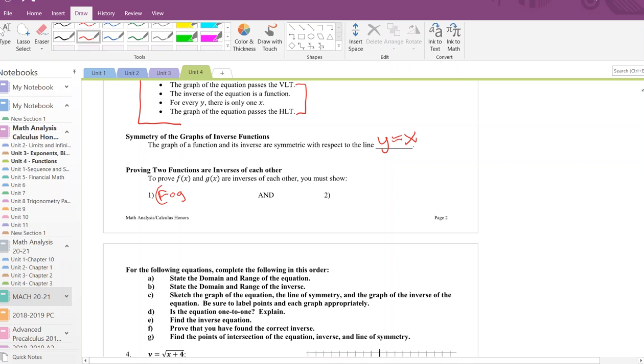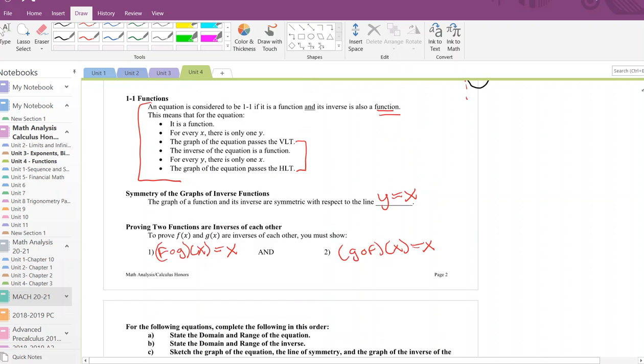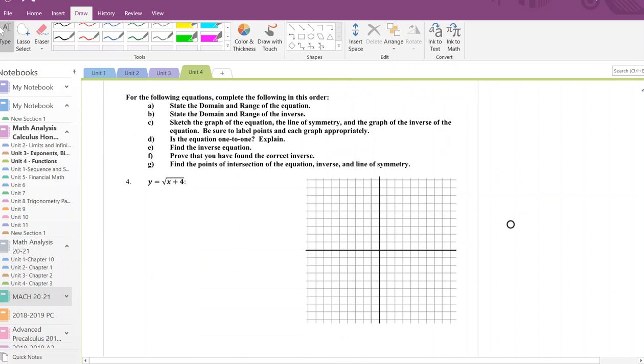If you do f of g of x, it equals x. And if you do g of f of x, it equals x. Yes. So those are some rules for functions. So now we're going to do some problems here.